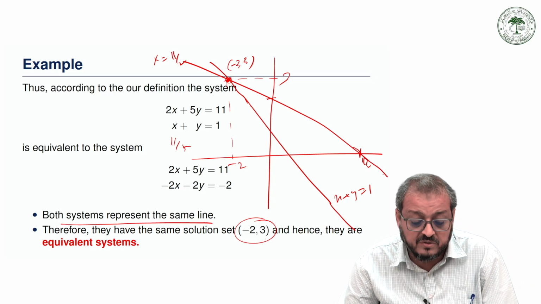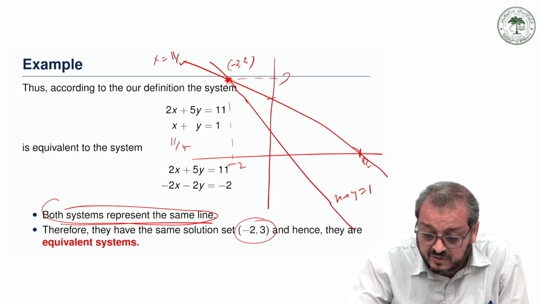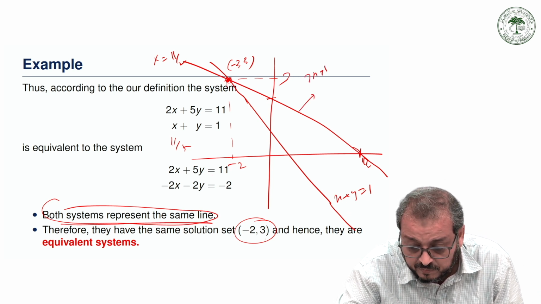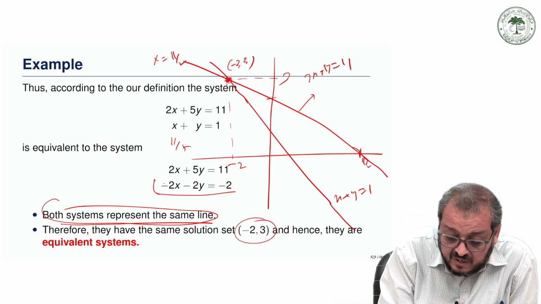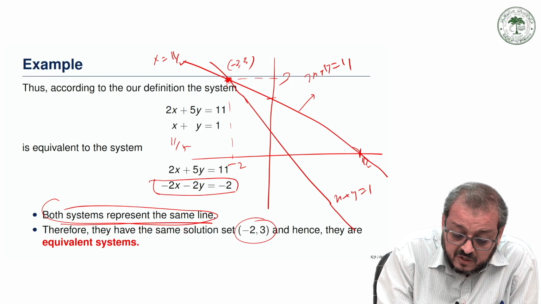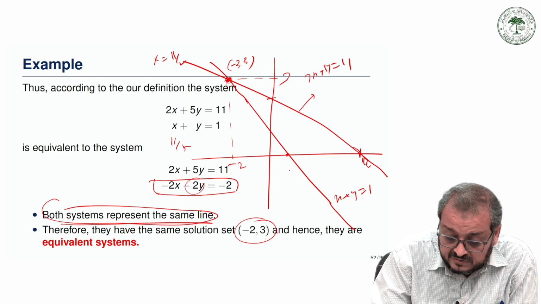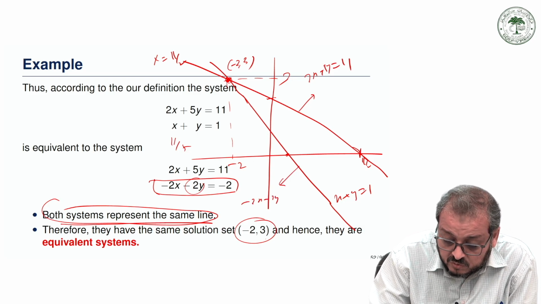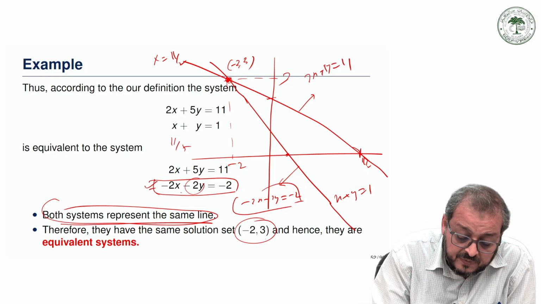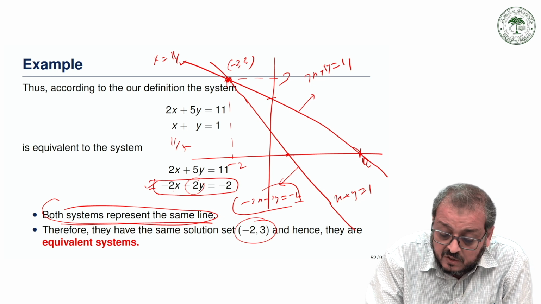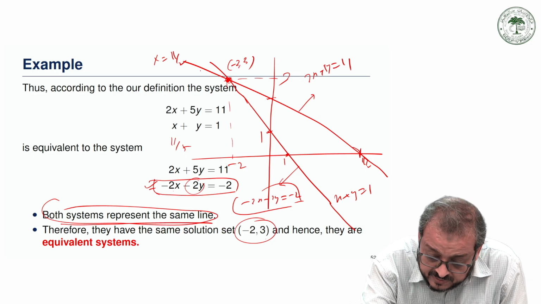Also we can say that both systems represent the same line. This is the line 2x plus 5y is equal to 11. If we take the second line, if y is equal to 0, then x is equal to 1. This is the same line, which we can represent as minus 2x minus 2y is equal to minus 2. Taking y equal to 0 gives x equal to 1, and x equal to 0 gives y equal to 1. So we can say 1, 1. This means it represents the same line again.